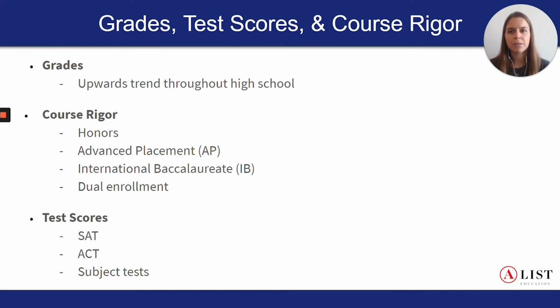First, we'll start with the numbers. For grades, college admissions counselors really want to see an upwards trend throughout high school. That means your grades are progressively getting better from 9th grade on. They're also going to consider the rigor of your courses. Students should challenge themselves by enrolling in honors classes, AP, IB, and/or dual enrollment when possible. They may also consider test scores. Students typically will choose the SAT or the ACT, and sometimes take subject tests in a subject of their strength.